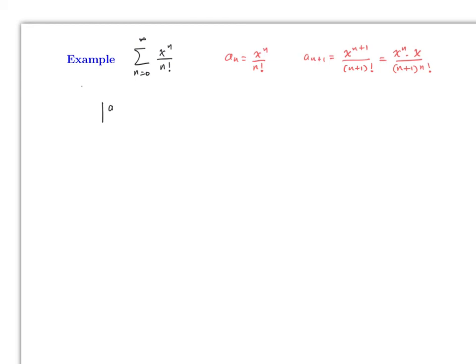Right, so therefore, if we do the ratio of a_(n+1) over a_n, this will be x to the n times x over n plus 1 times n factorial, times n factorial over x to the n, and don't forget the absolute value. Right, so here this will cancel that, and this will cancel this. So notice that you end up with just the absolute value of x times 1 over n plus 1. Okay, so that's what you have.